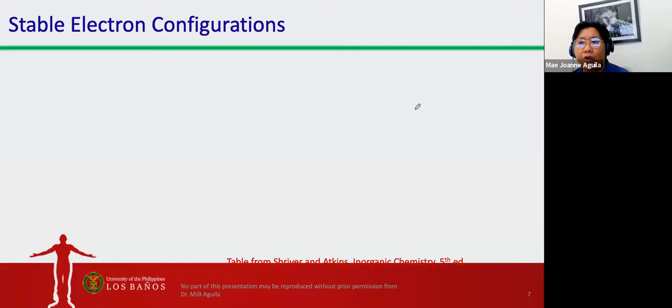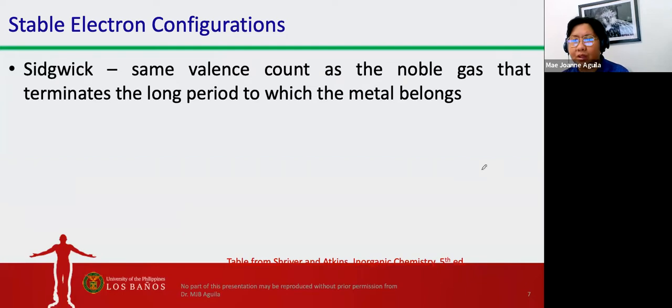So for organometallic compounds, one of the things that we typically use to characterize an organometallic compound is to consider its electronic configuration. And Sidgwick actually mentioned that the metal in an organometallic compound will take up the same valence count as the noble gas that terminates the period where the metal belongs. So this is sometimes referred to as the 18 electron rule or the effective atomic number.